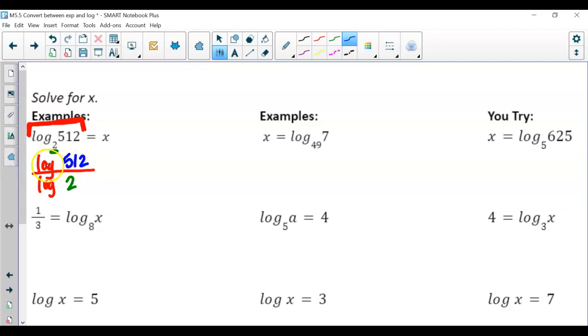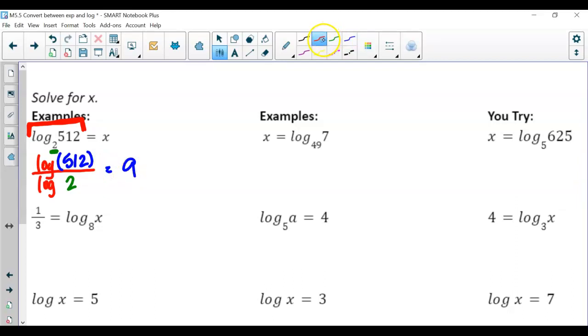Log, you press the log button on your calculator. So log 512 divided by log of 2. And if you need to, make sure to close the parentheses here because they open. So log 512 divided by log 2, you should get 9.